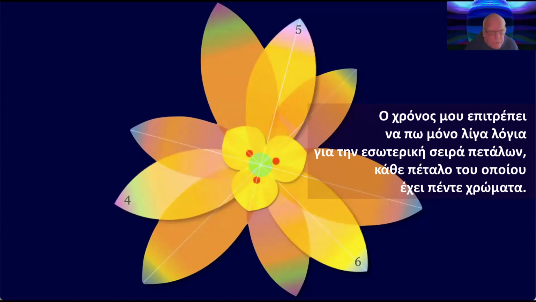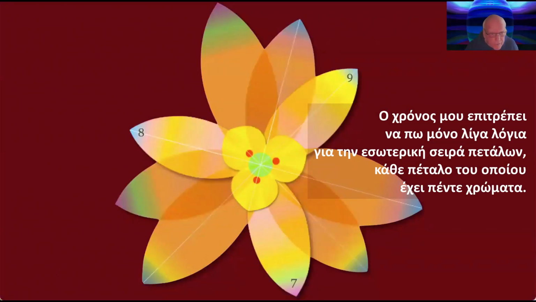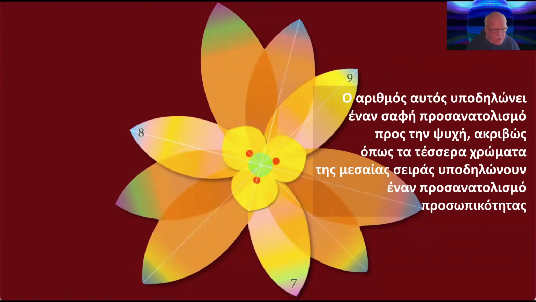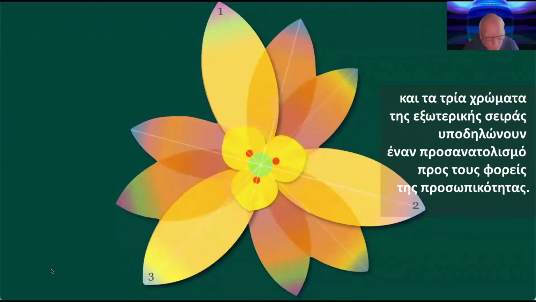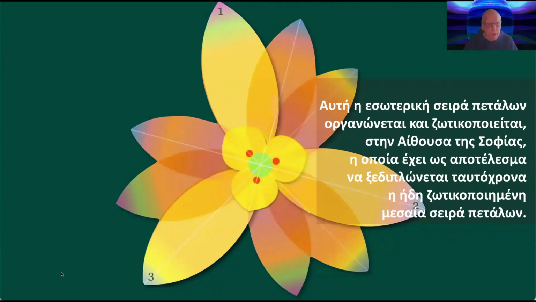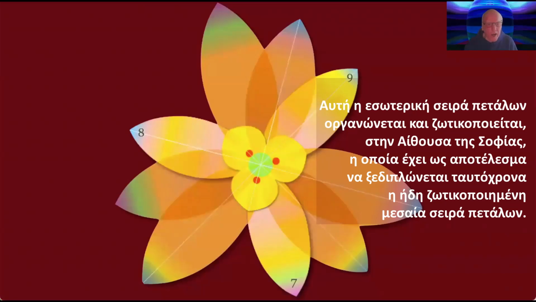Okay, time permits me to say only a few words about the inner tier of petals, each petal of which has 5 colors associated with it. That number suggesting a definite orientation to the soul, just as the 4 colors of the middle tier suggest a personality orientation, and the 3 colors of the outer tier suggest an orientation to the personality vehicles. This inner tier of petals is organized and vitalized in the Hall of Wisdom, which has the effect of simultaneously unfolding the already vitalized middle tier of petals.